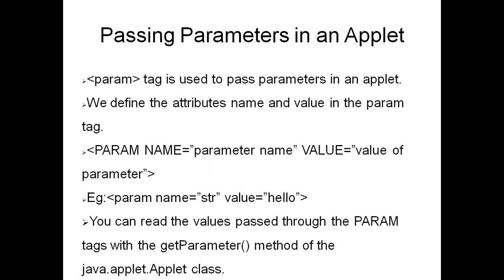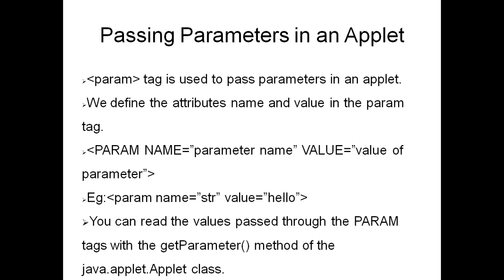Next, let's see how to pass parameters in an applet. In an applet, you can pass parameters using the param tag. So in the HTML code that you define, in addition to the applet code that you define in the HTML tag, you have to also define the param tag if you want to pass parameters in an applet. Now, what are the attributes associated with the param tag? There are two main attributes associated with the param tag, the name and the value.